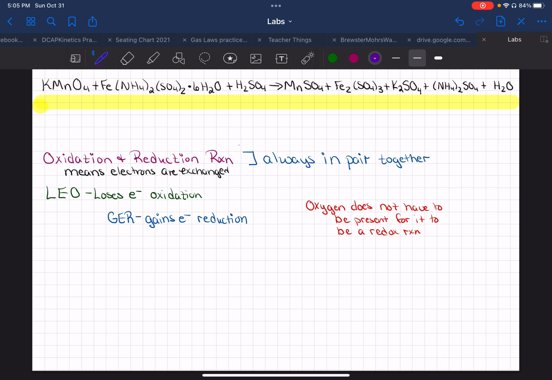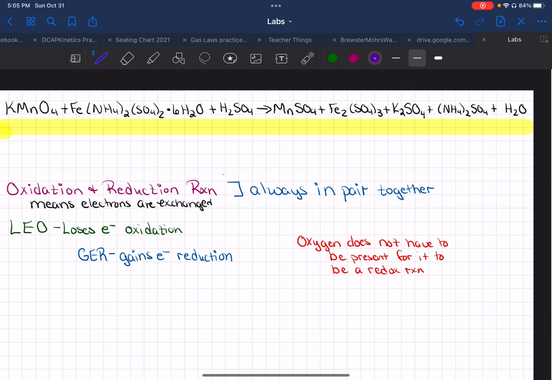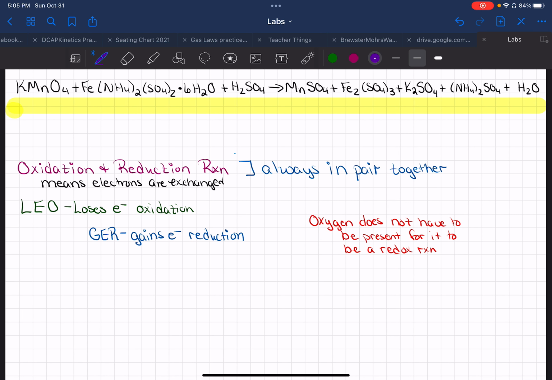So, the equation that we're doing in regards to the potassium permanganate and the ferrous ammonium sulfate hexahydrate is what's underlined with the yellow marker. And you notice it's a very long equation. I'm going to show you why we're going to step away from that type of equation and focus on our net ionic equations in order to understand what's going on in the reaction.